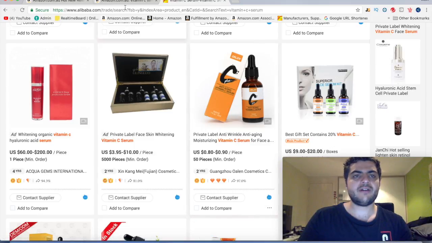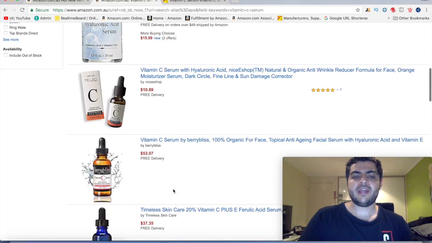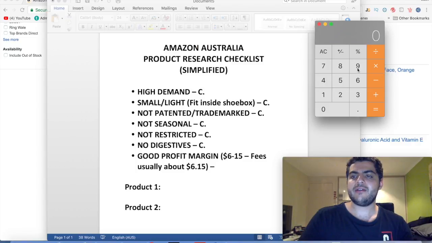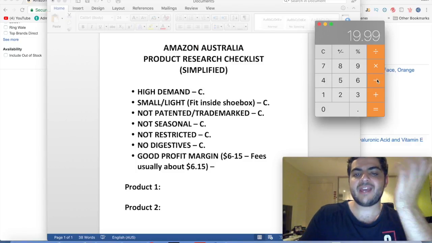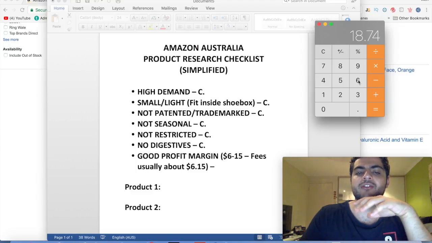So $1.25. Now the sale price is $19.99, and we have to take the fees off of that as well. So we're going to say here $19.99, take the cost of the product, $1.25, take your fees, which is $6.15, and that gives you your profit margin.